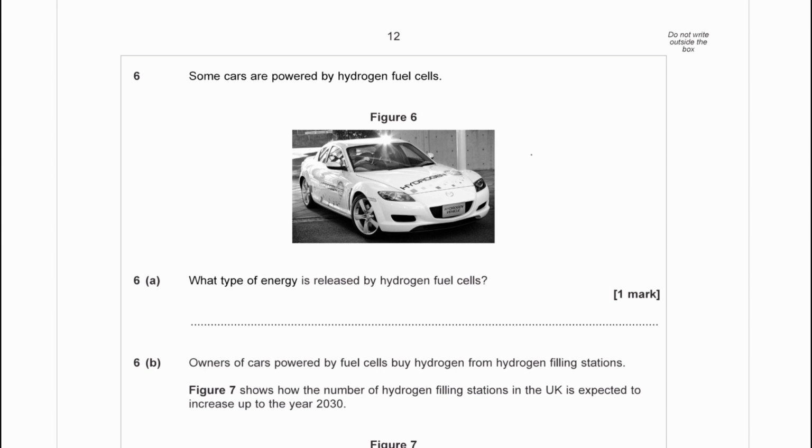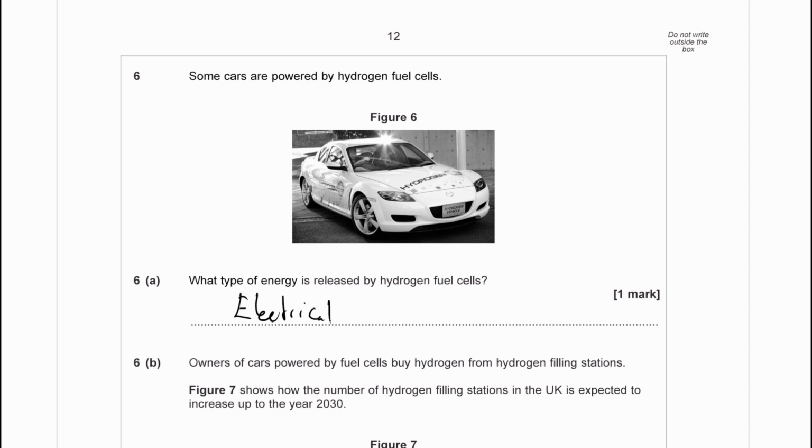Alright, so question 6 says that some cars are powered by hydrogen fuel cells. And it says, what type of energy is released by hydrogen fuel cells? Now, hydrogen fuel cells are one way of powering electric powered cars. So the type of energy they release is electrical. The type of energy that is converted into electrical is going to be your chemical energy.